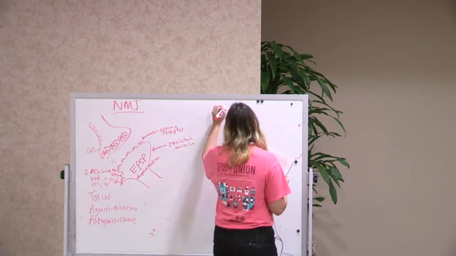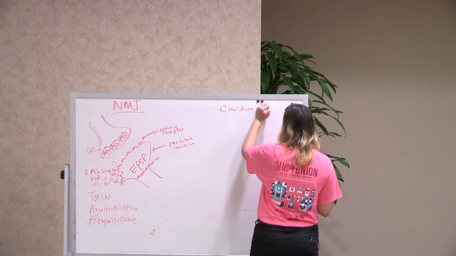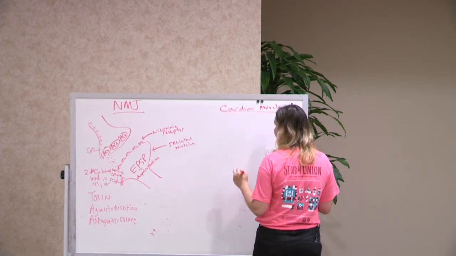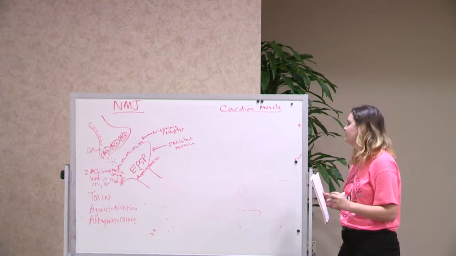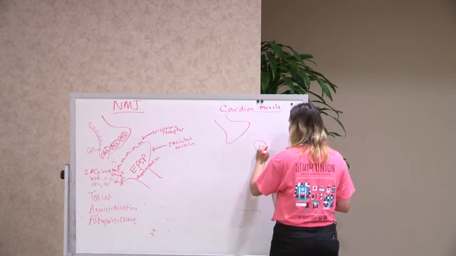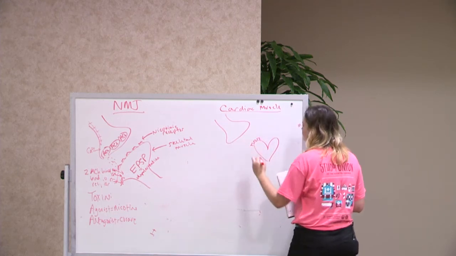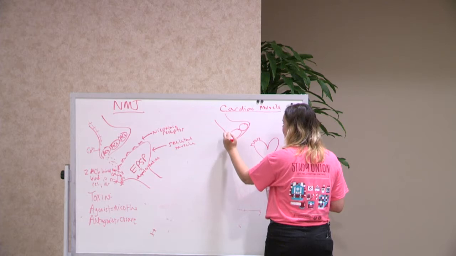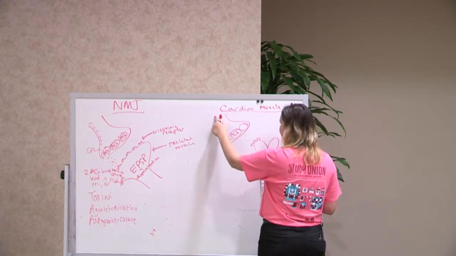Cardiac, because acetylcholine is an example of having the same neurotransmitter with two different receptors and two different effects. So there's the cardiac muscle. Again, we have acetylcholine. The same process is going to happen.